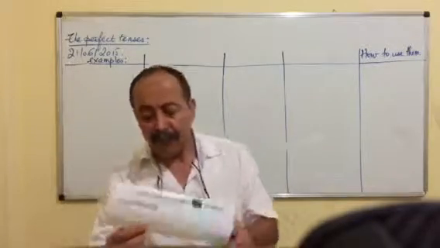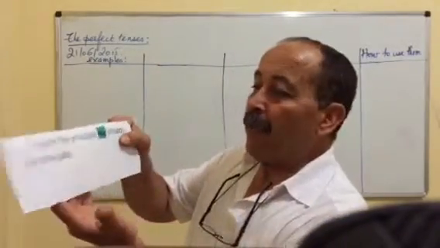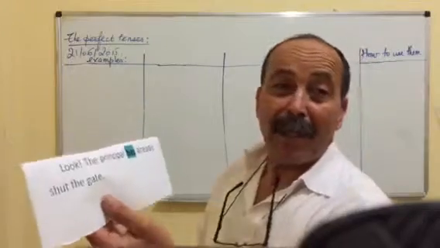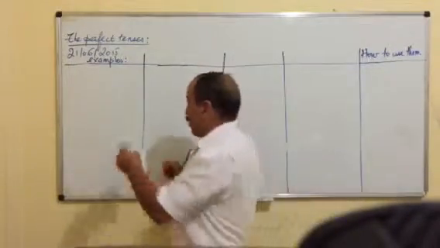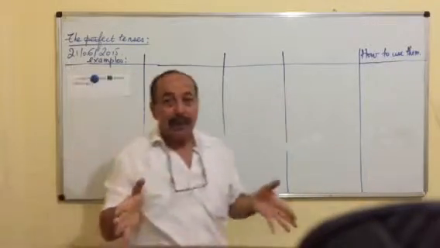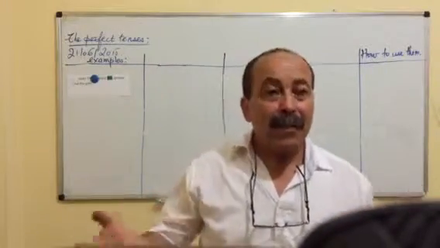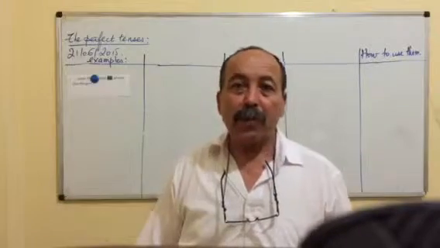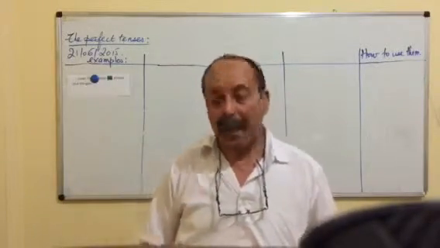But the first one, we have this example. Look, the principal has already closed the gate. Wow, bad luck. So we arrive at school, and we discover that the gate has been closed, and the principal certainly has already closed the gate because we were too late.